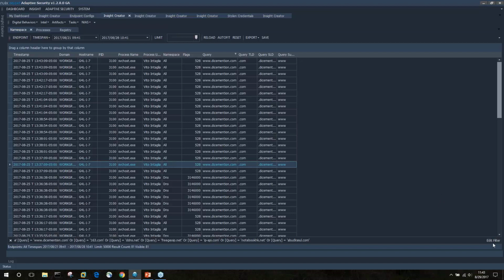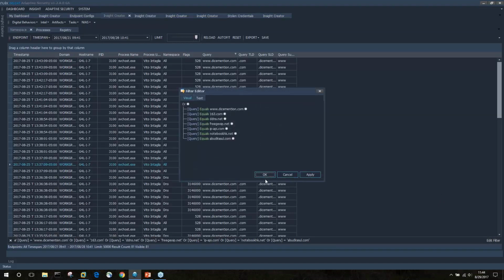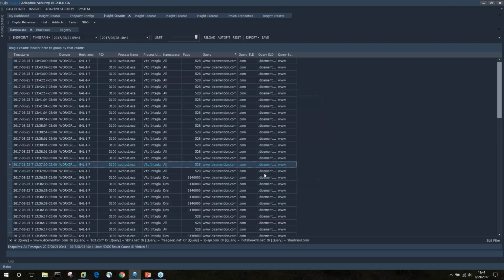And so this is a good way to apply threat intelligence. If I have known bad domains that I want to look for, I could just input them here. In this case, I have a very simple small query. You could certainly put in many more than this if you desired. This is a demonstration of looking for dicemention.com, and we can quickly see that that query has been made from this one particular machine.